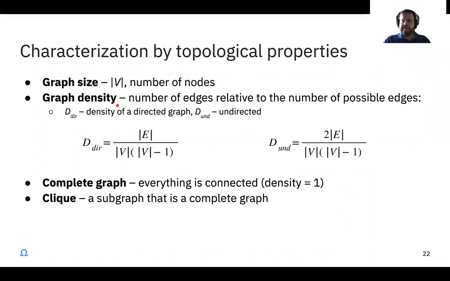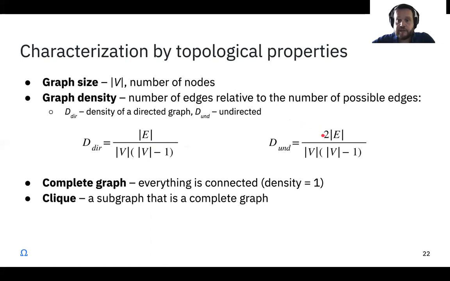A useful measure is graph density. That is the number of edges relative to the number of possible edges between the nodes. The formulae are slightly different between a directed and an undirected graph, namely times 2 for the undirected graph. You don't really have to remember this from memory. It's nothing difficult, right? For a directed graph, you put the number of edges into the numerator, and the denominator is the number of nodes times the number of nodes minus 1.